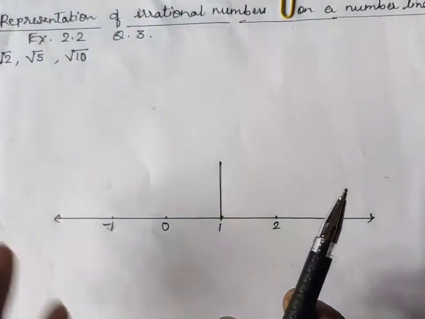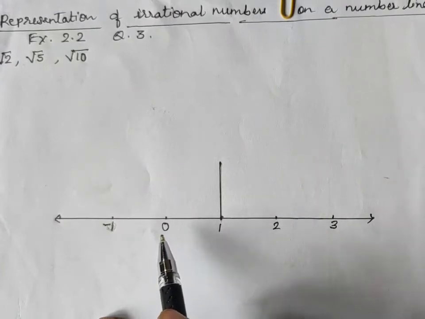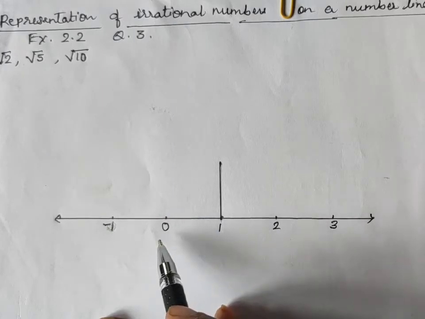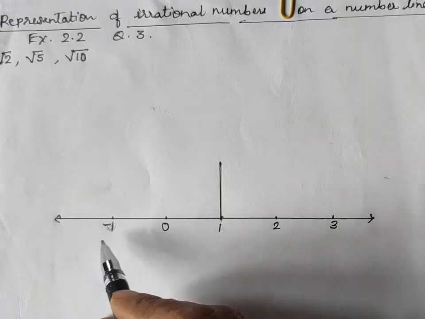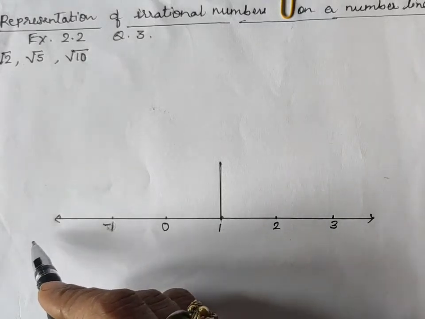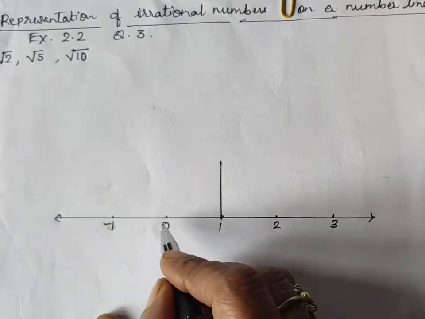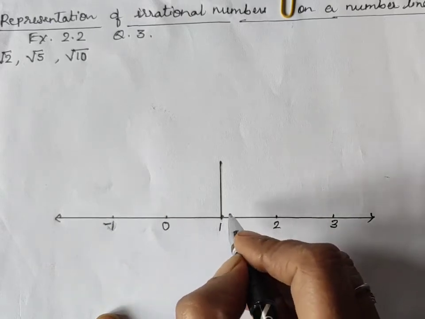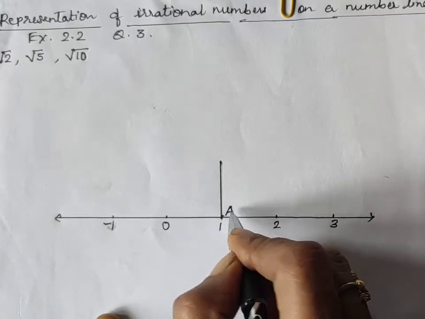Then you have to write the numbers on the number line. At the center or anywhere you can take 0. On the right side of 0 positive integers are there, on the left side of 0 negative integers are there. So here I have taken 1, 2, 3 and here -1, -2. If we need, then only we write the numbers. Now, as this is 0, here I have taken 1. Let this coordinate be represented by point A.